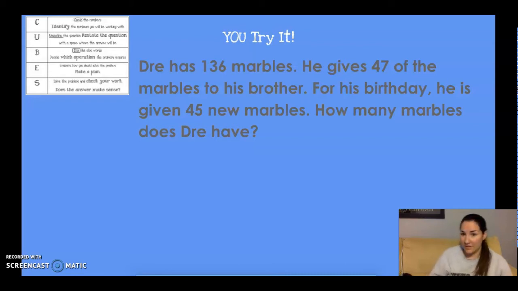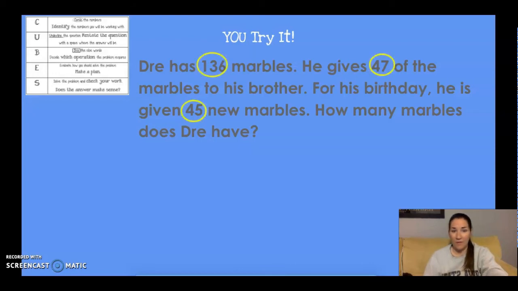So now that you've had a chance to solve it on your own, let's take a look at the steps. So circling the numbers, I have 136, 47, and 45. The question it's asking that I underlined was how many marbles does Dre have? So I'm figuring out Dre has blank marbles.